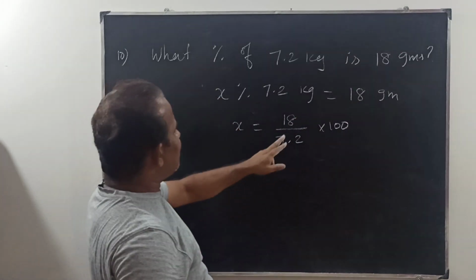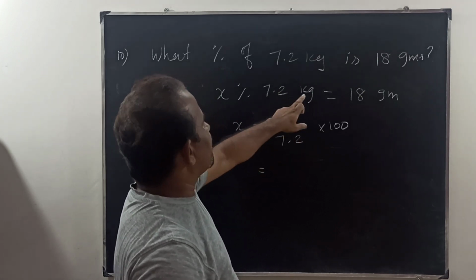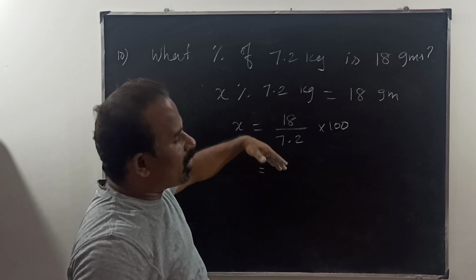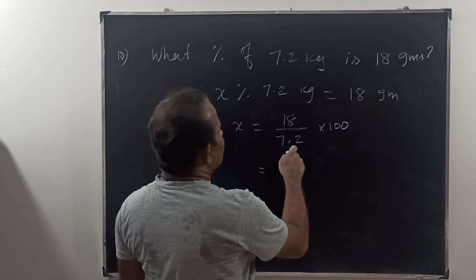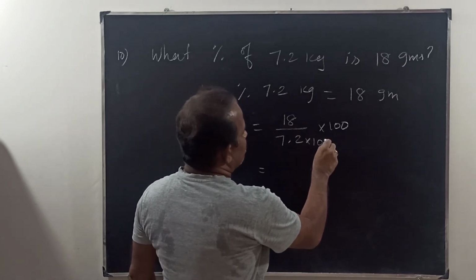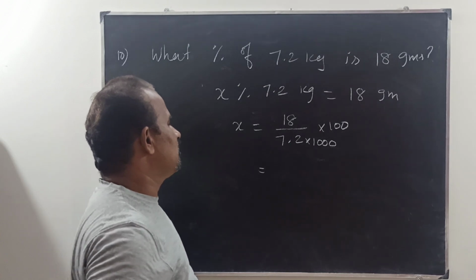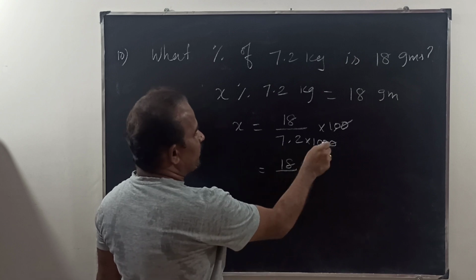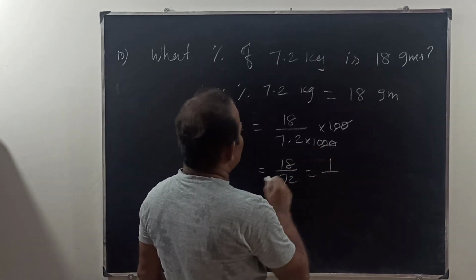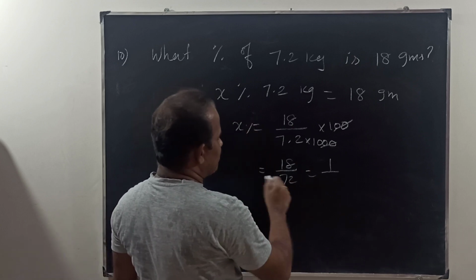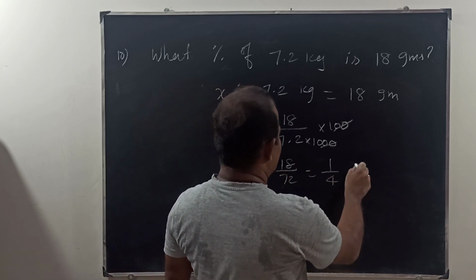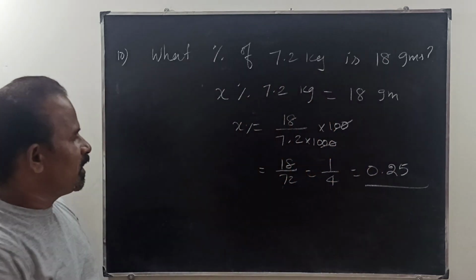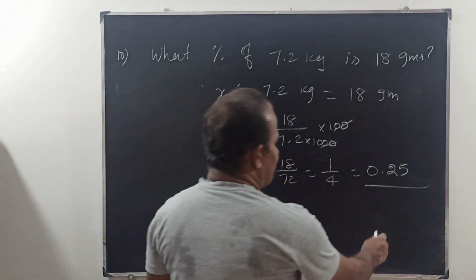So here 18 is in grams and 7.2 is in kilograms. We have to make both kilogram or both gram. So 7.2 kg is nothing but 7.2 into 1000 grams. So this cancels. Therefore 18 divided by 7.2 into 10, that is 72. Therefore X percentage is equal to 18 by 72, which is 1 by 4 percentage. So 1 by 4 is equal to 0.25 percentage. Therefore X is equal to 0.25 percentage is the answer.